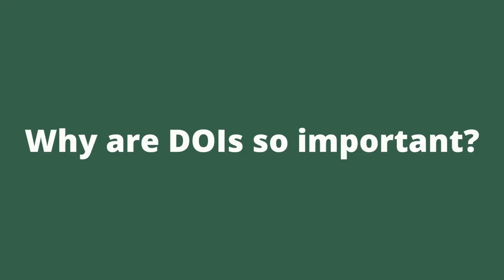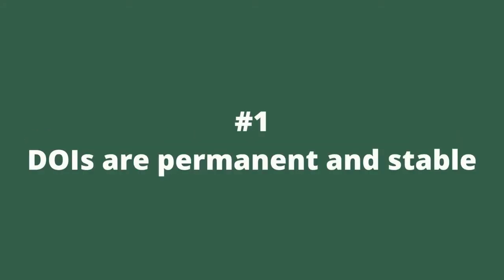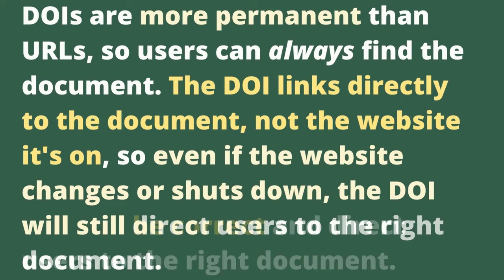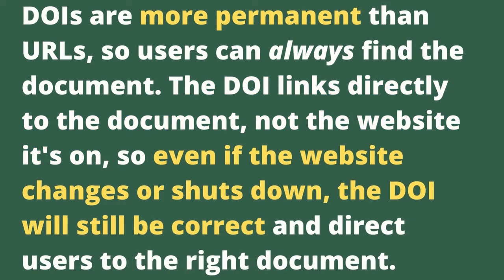Why do we care about DOIs? Why are they so important? Well, firstly, they are permanent and stable. They are much more permanent than URLs, so users can always find the document. The DOI links directly to the document, not the website it's on, so even if the website changes or shuts down, the DOI will still be correct.